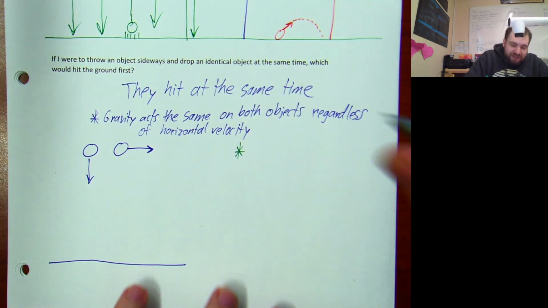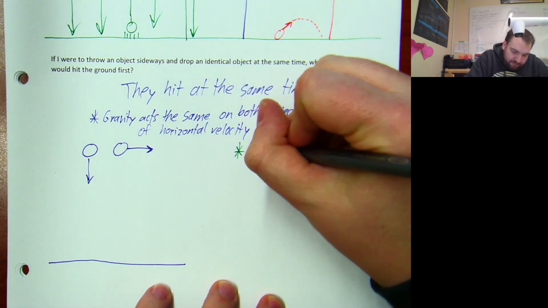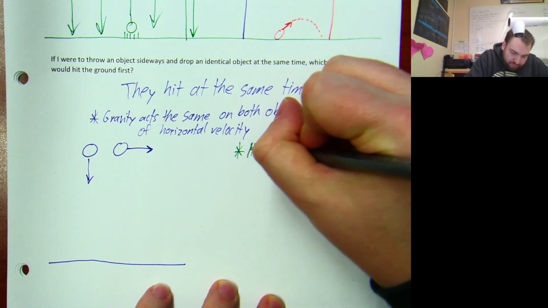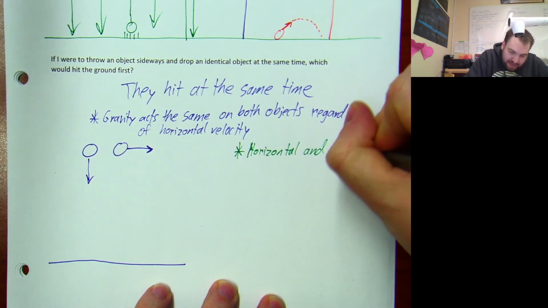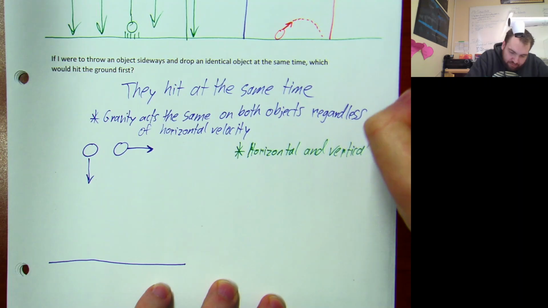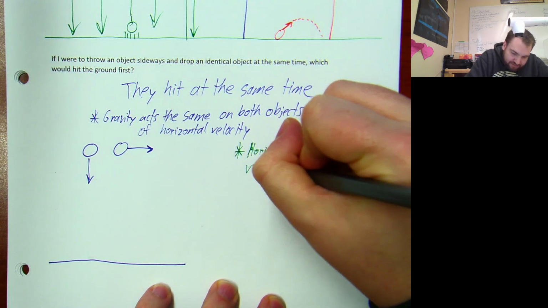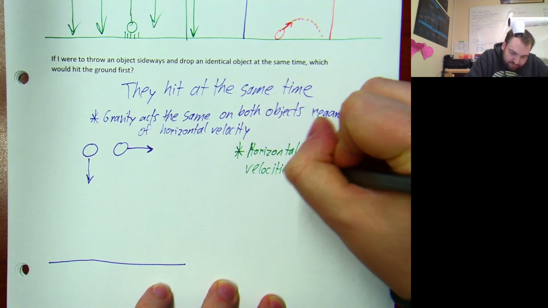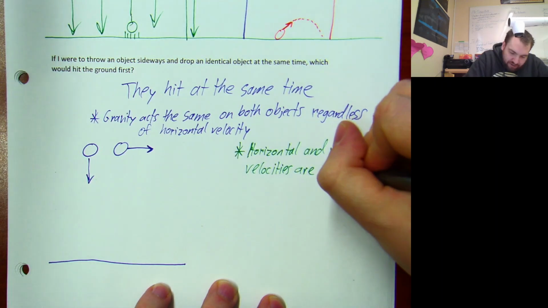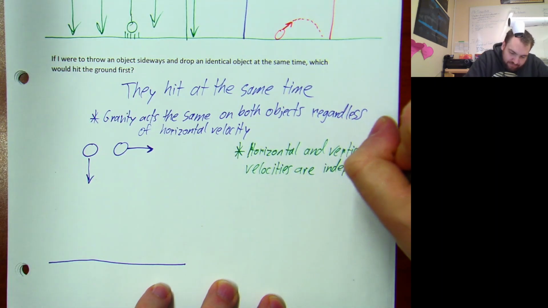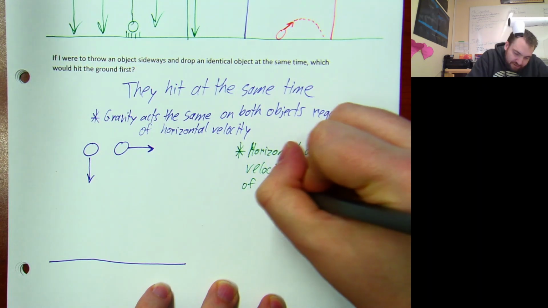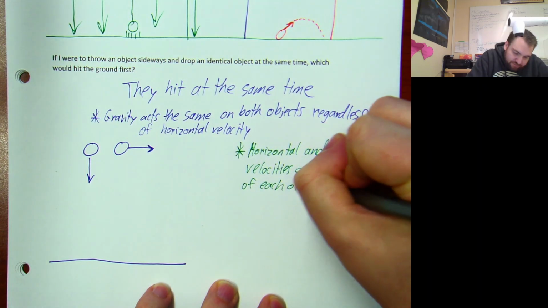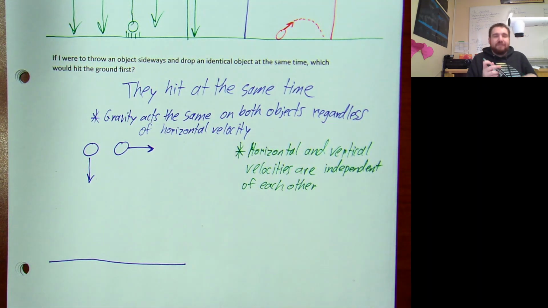And the interesting result is that horizontal and vertical velocities are independent of each other, which is kind of cool.